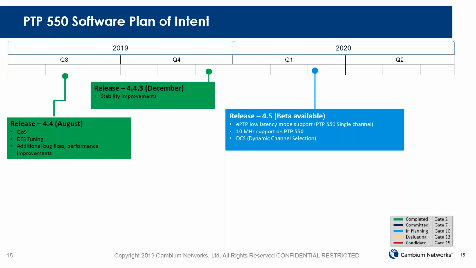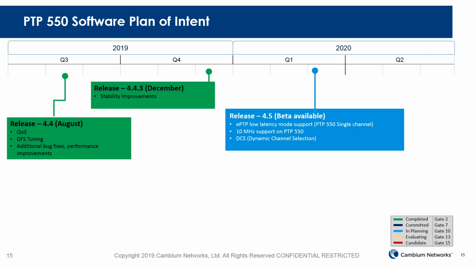This is similar to the ePMP platform based on the 11N. But ePTP mode will ensure that low latency is only available on a single channel, because there are two channels operating on the 550E. It's not possible that both of them can have ePTP. So if you want to enable ePTP for low latency, you have to only use a single channel. That's only supported there. The second one is you have the support of 10 megahertz. So far, only 20, 40, 80 megahertz were available.